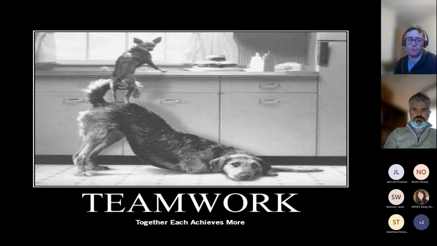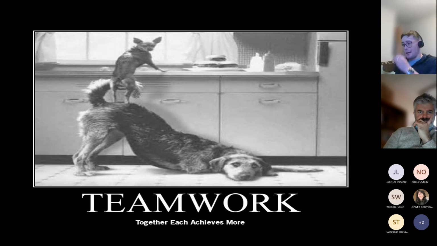So we can't not finish off with a really cheesy meme. So we've got teamwork. Together, each achieves more. It's really easy to take what I've said in the last few slides and say, well, the onus here is on the clinicians. They've got to document better. Coders are great. Admin teams are great at what they do, but it's the impact of the clinicians that's causing issues, and that's not fair.